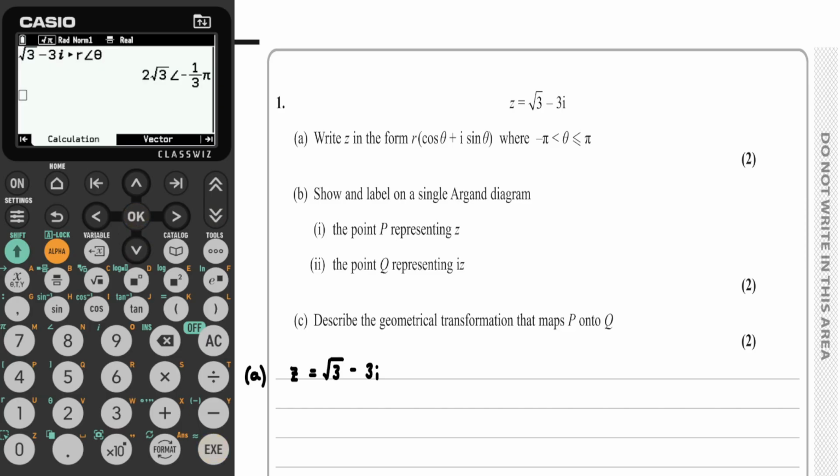And if we execute, you will find r to equal 2 root 3 and theta to equal negative pi over 3. Hence, z is equal to 2 root 3 multiplied by cos of negative pi over 3 plus i sine of negative pi over 3.